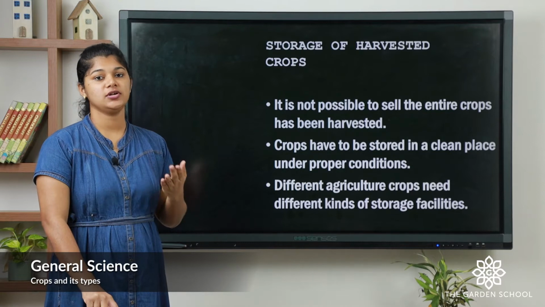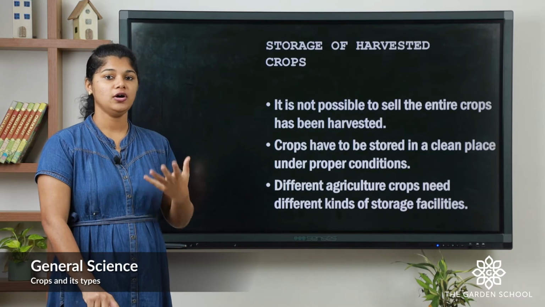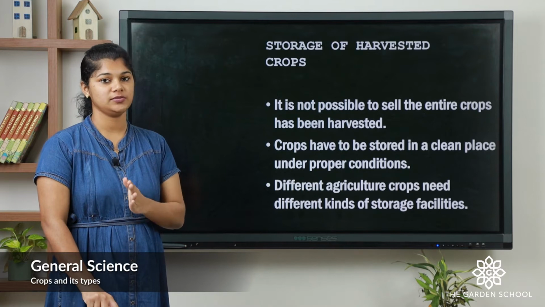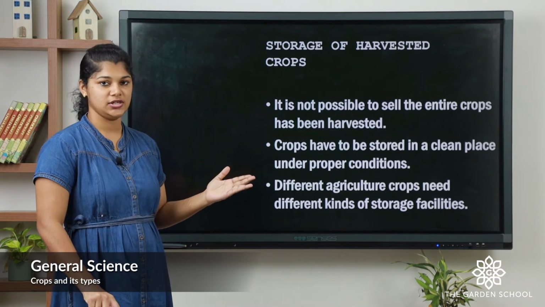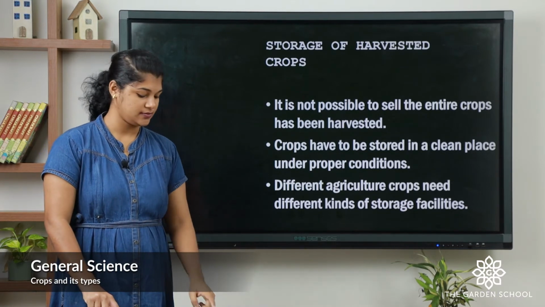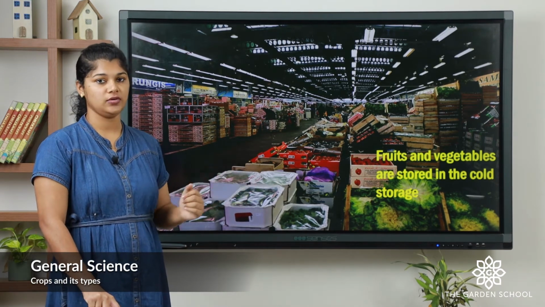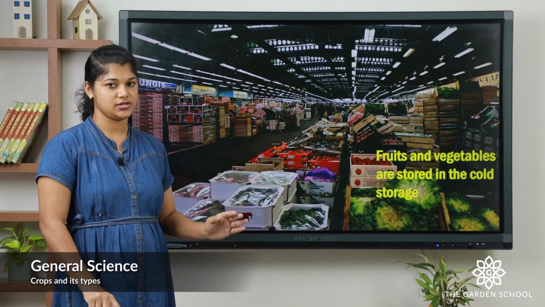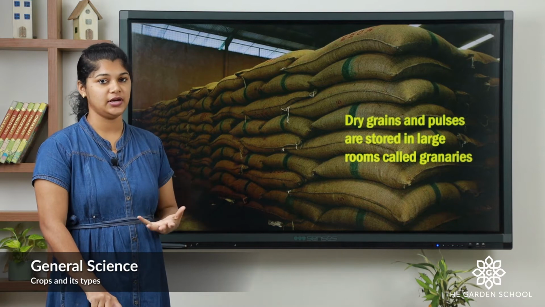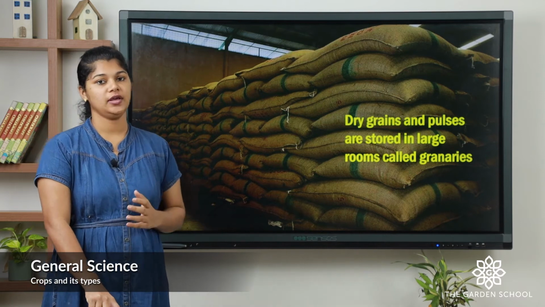Let's see the storage of the harvested crops. Here you can see it is not possible to sell all the crops that they have harvested, right? So they keep them in a suitable place with proper conditions. Different crops are stored in different places. You can see here the fruits and vegetables are stored in cold storage. In this picture you can see the dry grains and pulses are stored in a large room called a granary. So, that is all about this unit.